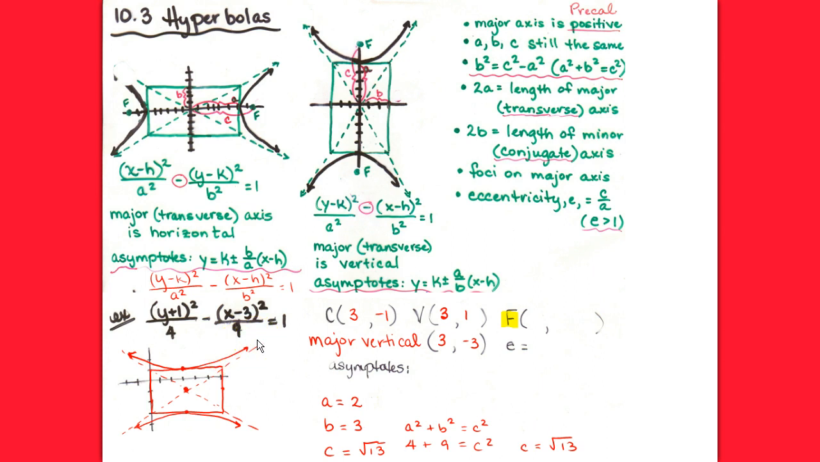All right, so let's find our foci. We already know that our C value is the square root of 13. So again, we're going to start at our center. Our center was 3, negative 1, and our major axis is vertical, so we're going to go up the square root of 13, and we're going to go down the square root of 13. That changes my y value, right? So I'm going to say negative 1 plus the square root of 13 and negative 1 minus the square root of 13. If you would rather use decimals for that, you're welcome to.